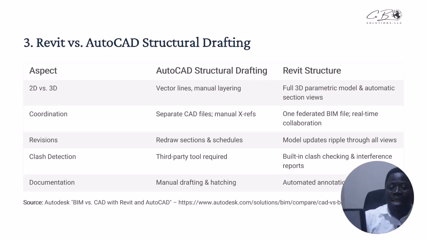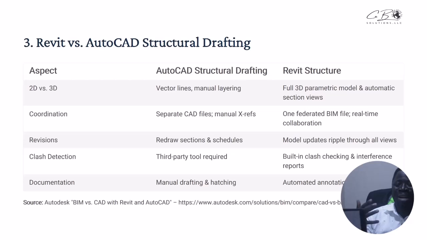As we said earlier, it is one federated file, one central file, and it's more like a digital twin, comparing that with the real thing that will be built. Okay, so in revision, you always take Revit Structure. Revit is actually winning on that when it comes to clash detection, or what we call interference checks.